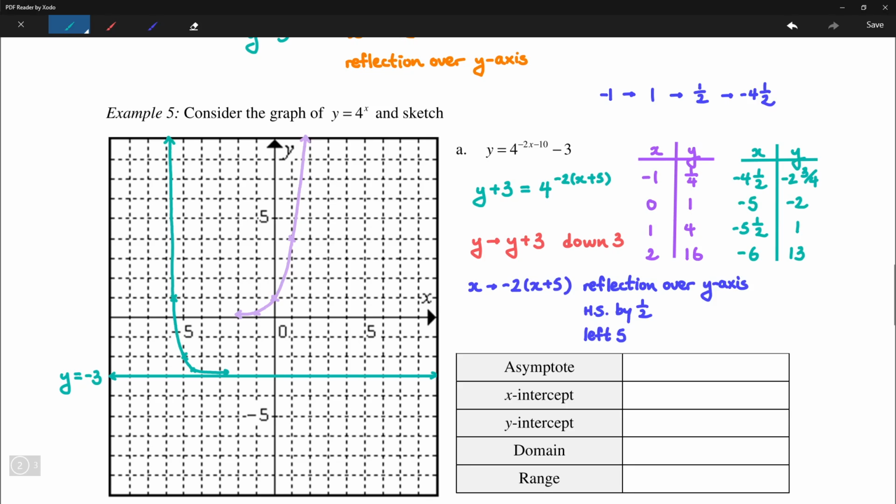Okay, so the asymptote is going to be y equals -3. The x-intercept, we could let y equal 0 to try to find the x-intercept. Unfortunately, right now, there's no good way of finding the x-intercept. It does require logarithms, so we're just going to estimate what it is. And we can see it here. The x-intercept is around, let's say, -5.4, somewhere around there.